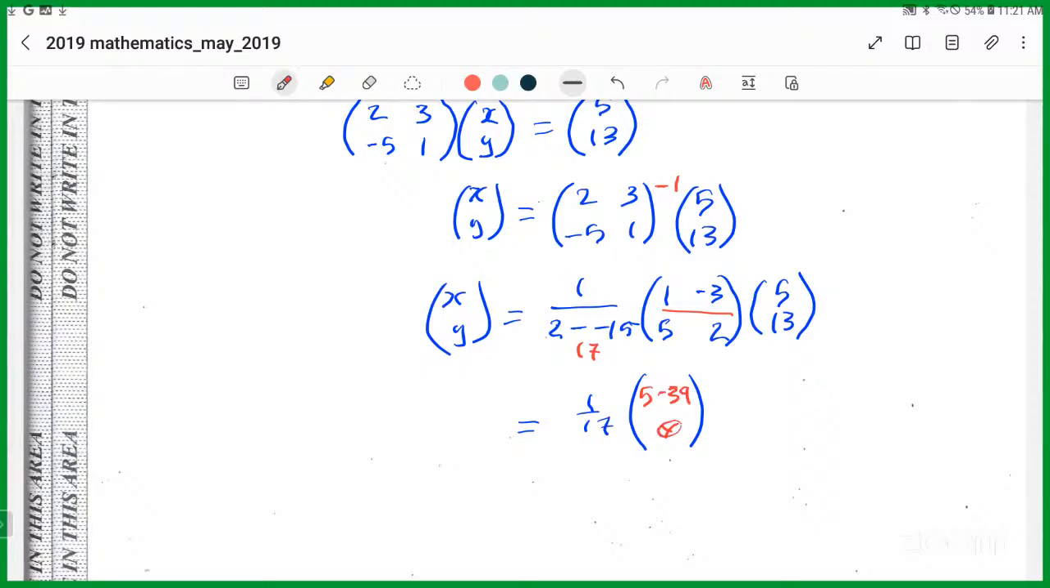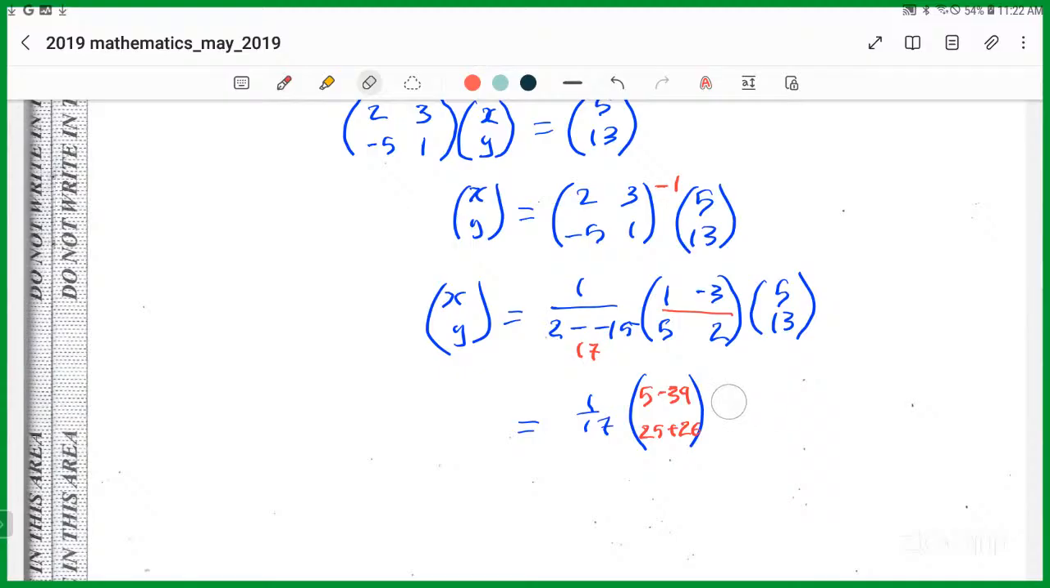Then this second value is on the second row and the 1 column. So to get it, we multiply this second row by this 1 column. First element times first element, second element times second element: 5 times 5 and 2 times 13. So the 5 times 5 is 25, and the 2 times 13 is 26.